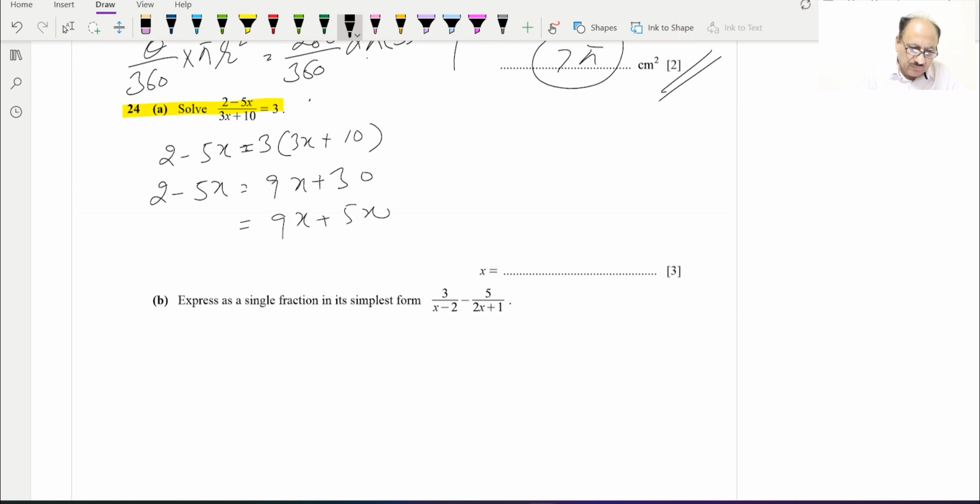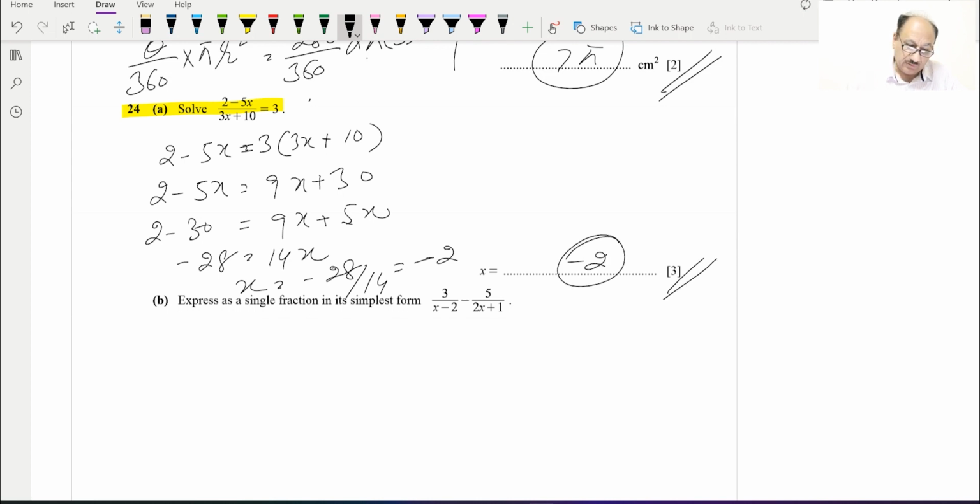It will be plus 5x, and 30 we can shift to this side. So it will be this one. So minus 28 is equal to 14x. So x will be equal to minus 28 over 14. So it is minus 2, and minus 2 will be our final answer for 3 marks.